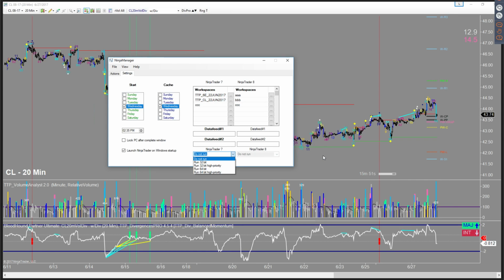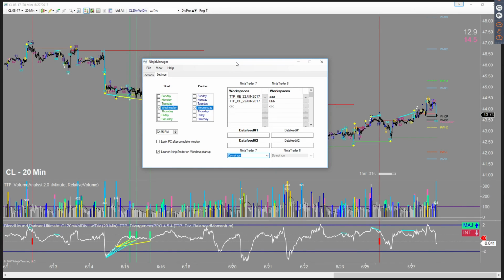When you're starting up Ninja and you're connecting to data and you're opening up 4 or 5 workspaces at the same time, inevitably your database is going to get corrupted. But when you do it like this, it's much less likely to get corrupted. Plus, it just saves all that time in the morning that you have to spend getting up and running. You can have Ninja up and running by the time you get to your PC.